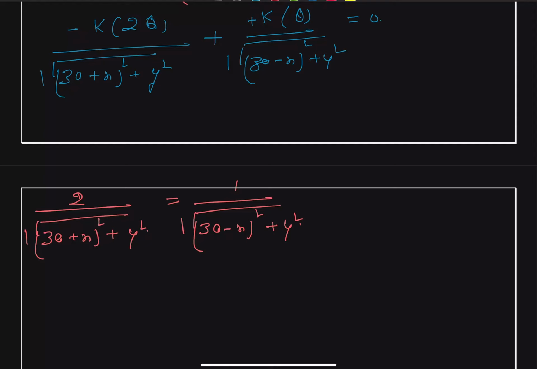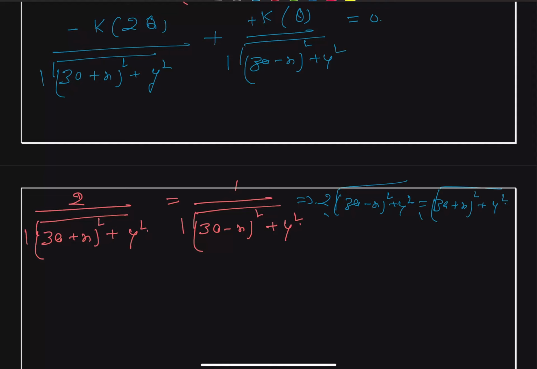If you cross multiply them, we get twice the square root of 3a minus x whole square plus y square is equal to the square root of 3a plus x whole square plus y square.